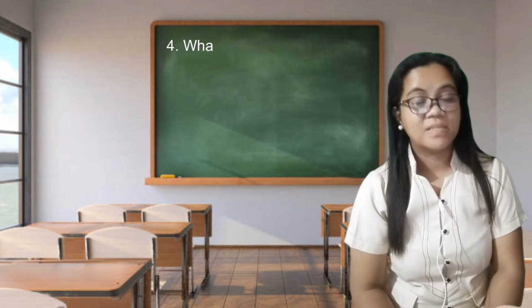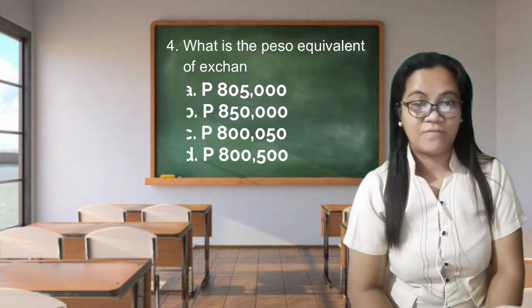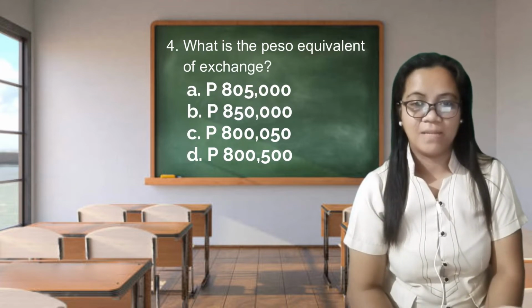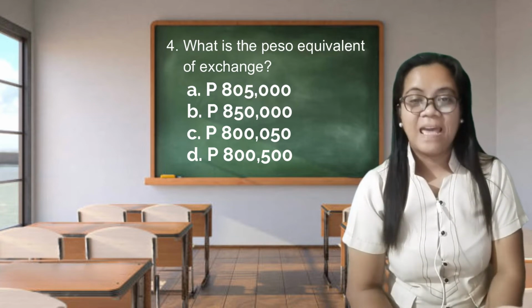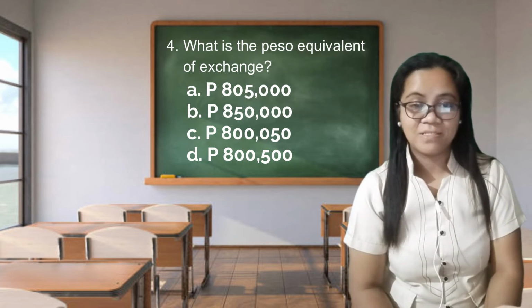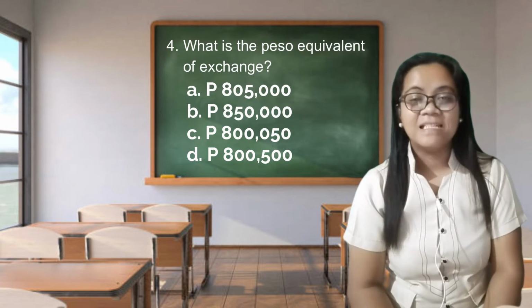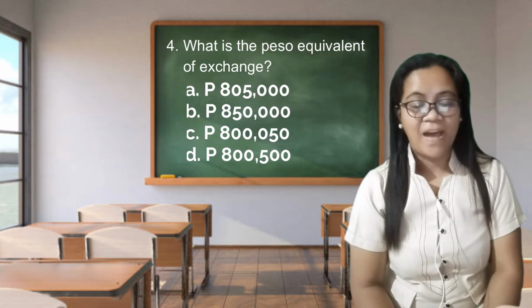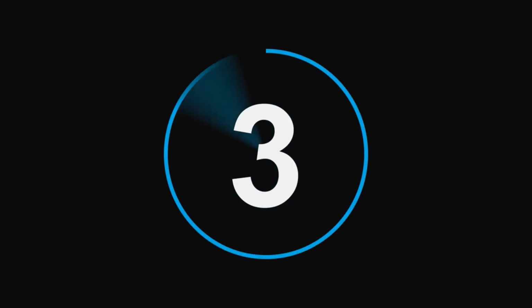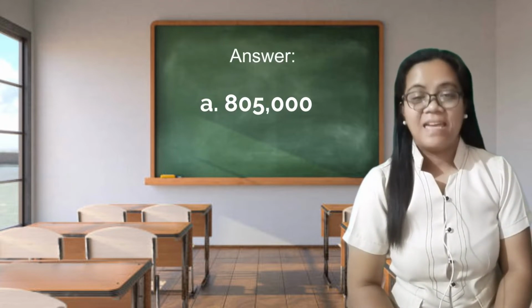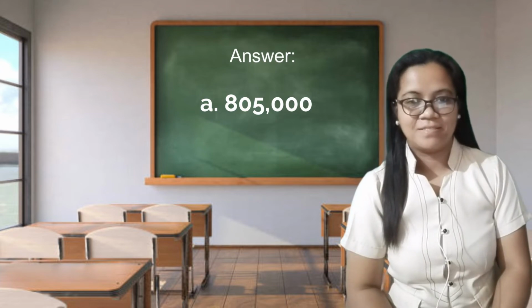Number 4. What is the peso equivalent of the exchange? A. 805,000 pesos. B. 850,000 pesos. C. 800,050 pesos. D. 800,500 pesos. The correct answer is A. 805,000 pesos.